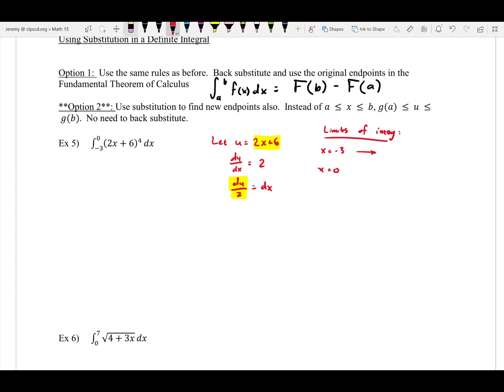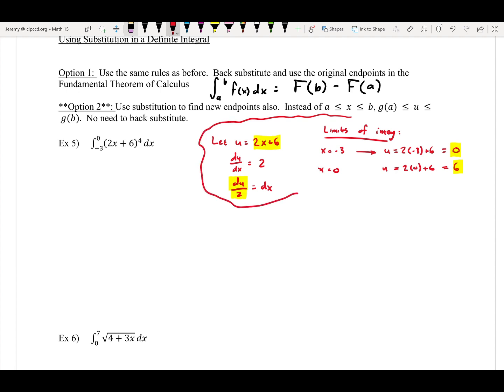And it's actually pretty straightforward. u is just going to be equal to 2 times -3 plus 6. See how I'm just plugging into my formula for u. Simplifying this, what do I get? 0, right? -6 plus 6. And then if I put in 0, 2 times 0 plus 6, this just becomes 6. So now I have my new transformed limits of integration, 0 and 6.